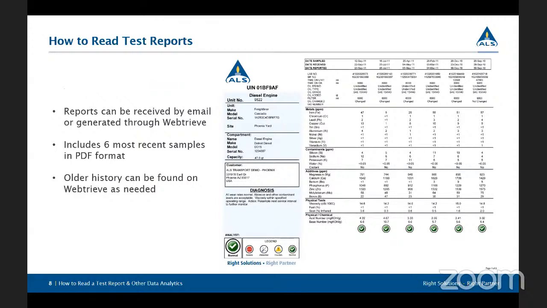So for those that are new, hopefully there's a lot of new people here that are going to be looking at test reports for the first time, or maybe they've only looked at a few, and hopefully there's some people that have looked at lots and lots of reports, and we can all learn something new. So these are the PDF format reports that get emailed out. You can also generate them through our website, Webtrieve. You can go in there and look up a sample point and pull any of these reports that you need. The PDF version has the 6 most recent samples, and as I stated, you can go onto Webtrieve and get any older history that you need.